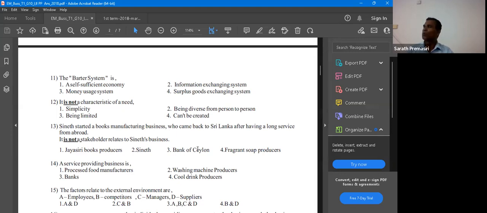Bank of Ceylon is a financial institution for Sinet. Other bookshop producers are competitors. So the bookshop is not a stakeholder.